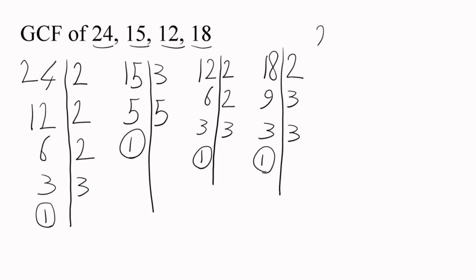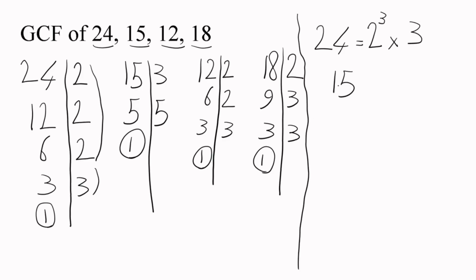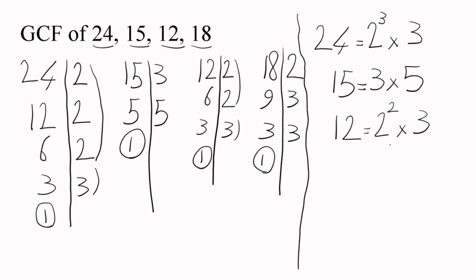So first term, which is 24, I can write it as you can see, I have 3 2's and 1 3. So 2 to the power of 3 times 3. And I can write 15, let me separate this part, as 3 times 5. And the power of both of them are 1. I can write 12 as, look, I have 2 2's and 1 3. 2 to the power of 2 times 3. And I can write 18 as, you can see I have 1 2 and 2 3's. So 2 times 3 to the power of 2.